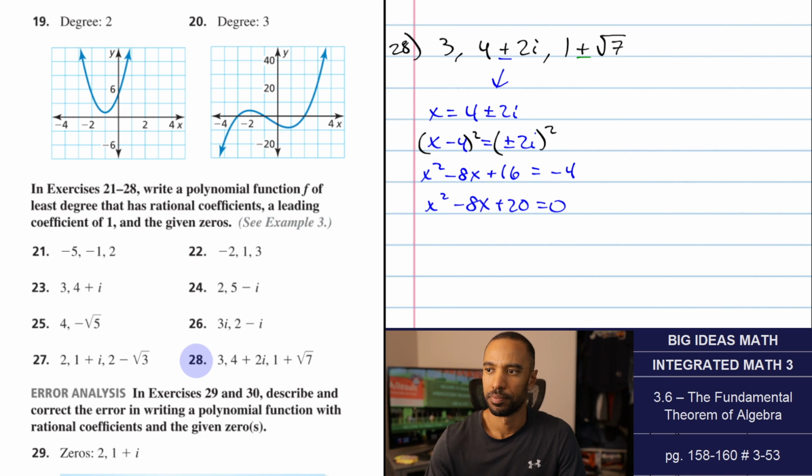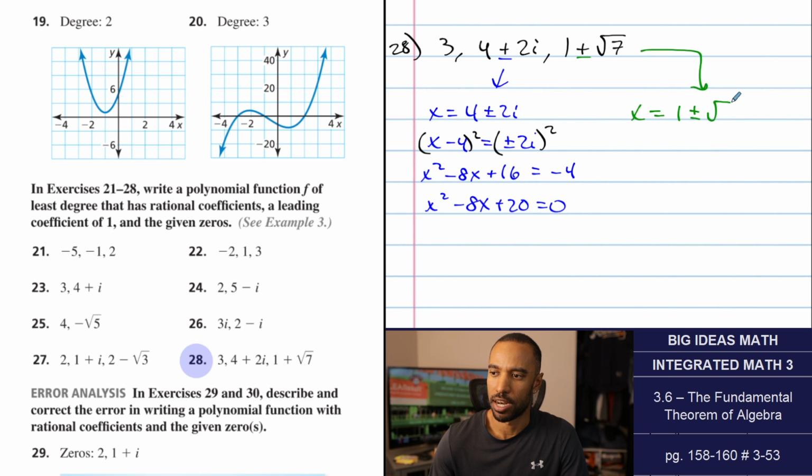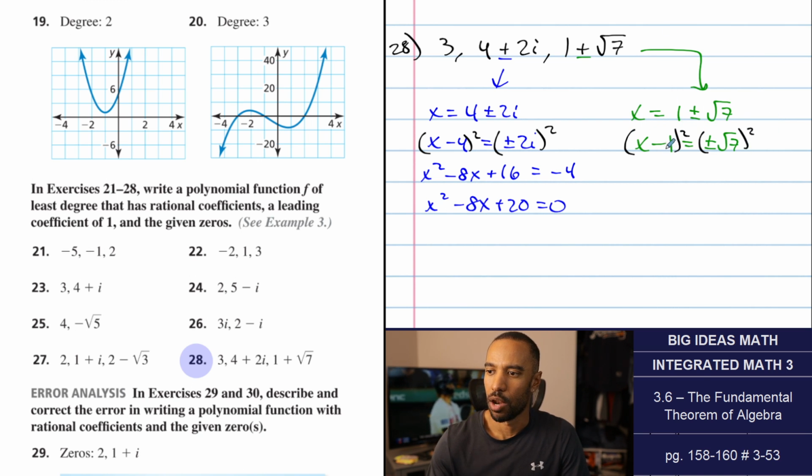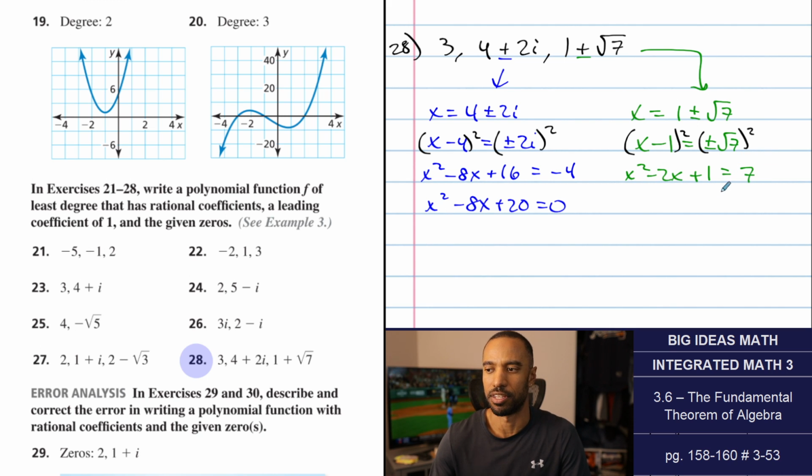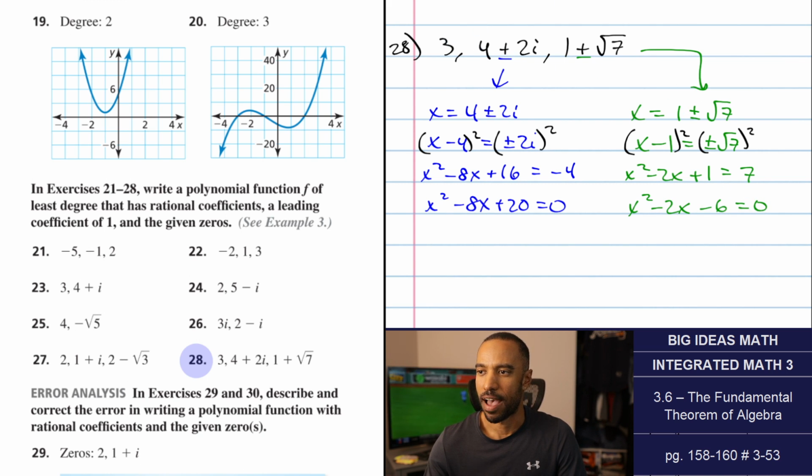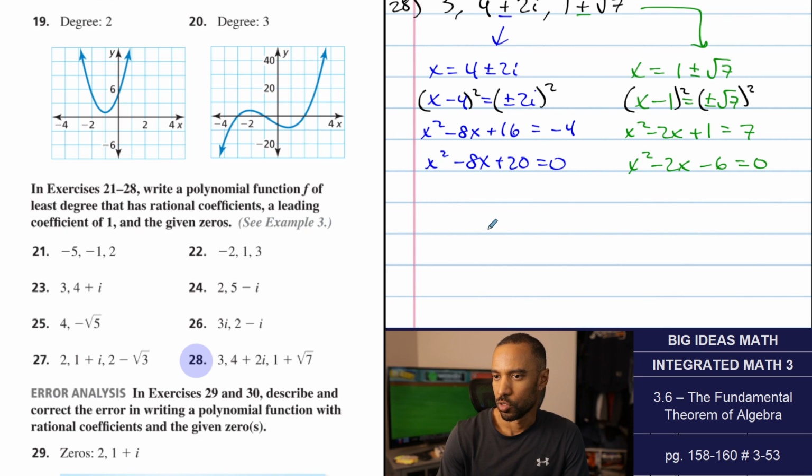There's a factor. On this guy here, we got x equals 1 plus or minus root 7, or x minus 1 equals plus or minus root 7. Let's square both sides. And we got x squared minus 2x plus 1 equals 7. That's what happens when you square that. Subtracting the 7, you get x squared minus 2x minus 6 equals 0. The other factor is x minus 3. So here we go.